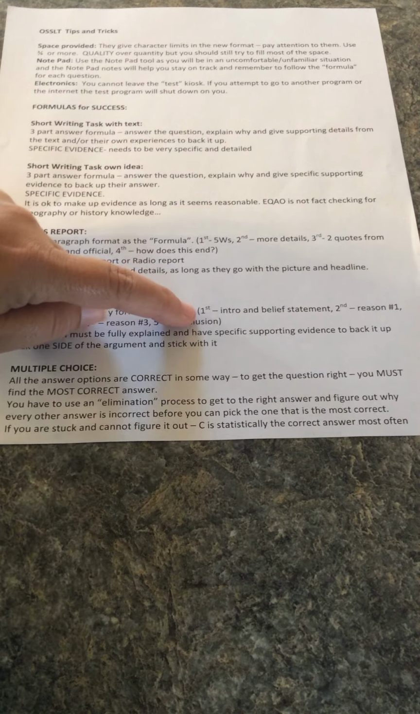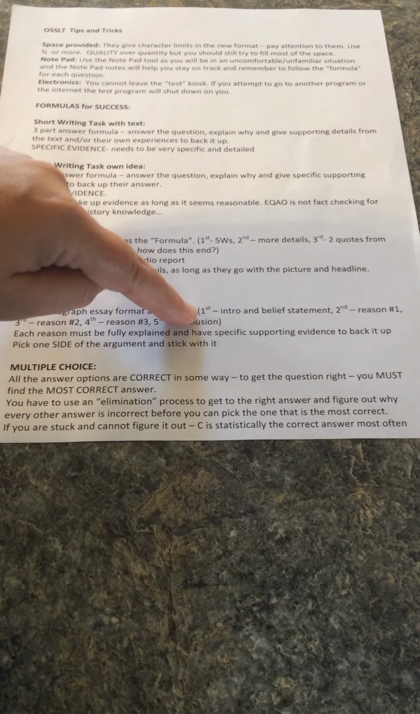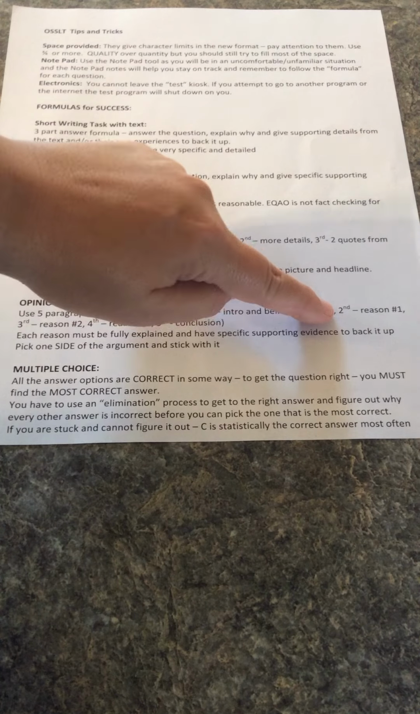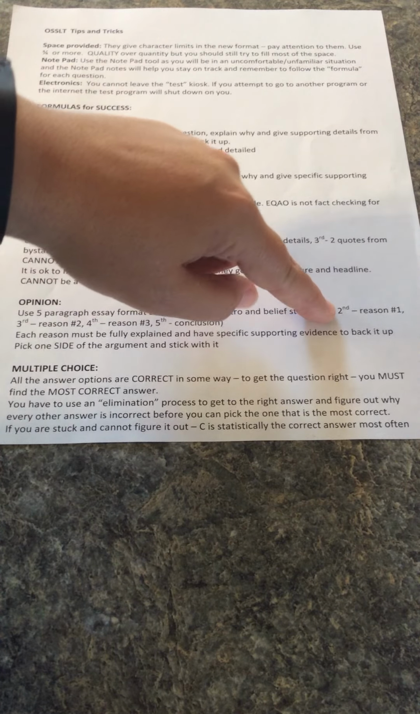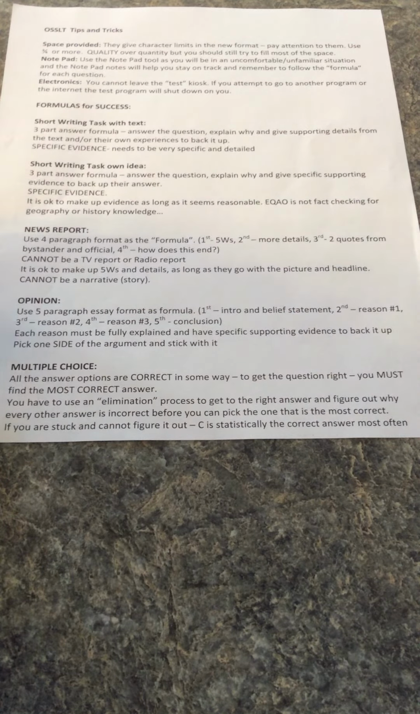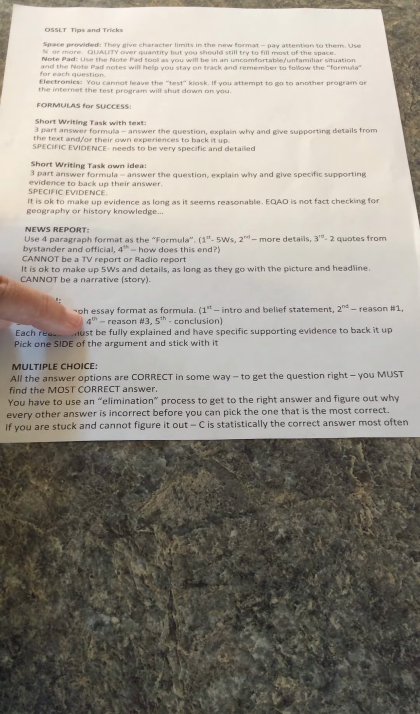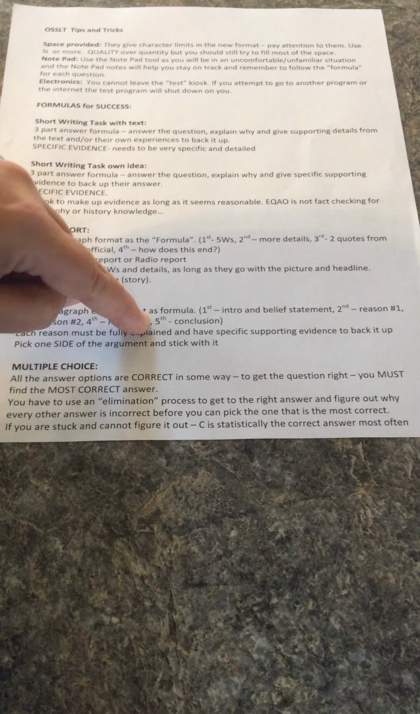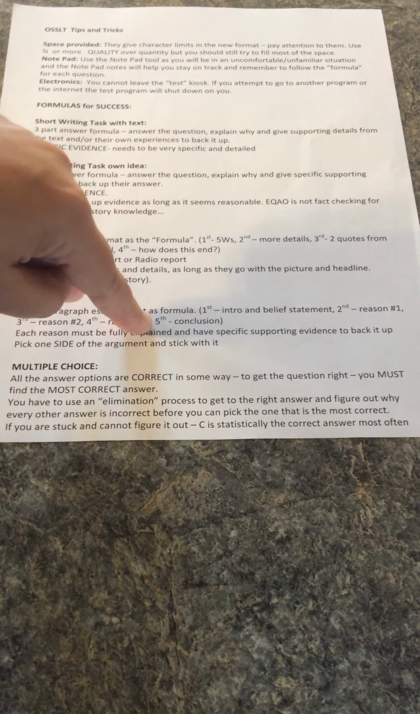Let's review what that 5-paragraph format is, just in case you've forgotten. The first paragraph is where you introduce the topic and tell us your belief statement. So yes, I agree, or no, I don't agree with the topic given. In your second paragraph, you explain your first reason for your belief, giving specific details and supporting facts. In the third paragraph, you explain reason number 2, again with supporting details and facts. In your fourth paragraph, you explain reason number 3 with supporting details and facts. And then your 5th paragraph is your conclusion, where you remind your reader of what your belief was and why.